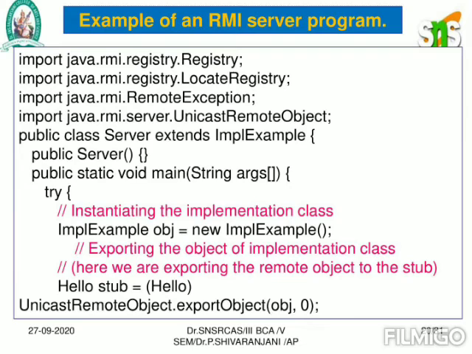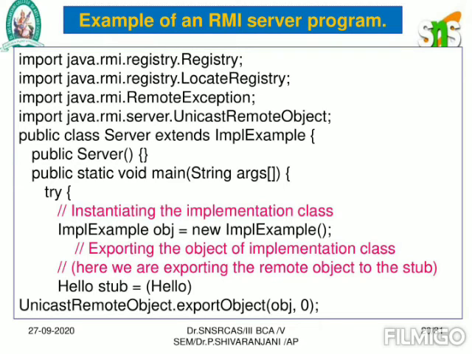So here I have created a class called Server, which extends the ImplExample class inside my program. Inside this server, I have created a constructor, and in main I have created a try. I'm initializing the implementation classes, and then I'm exporting the object of the implementation class by the function called hello stub equal to hello.